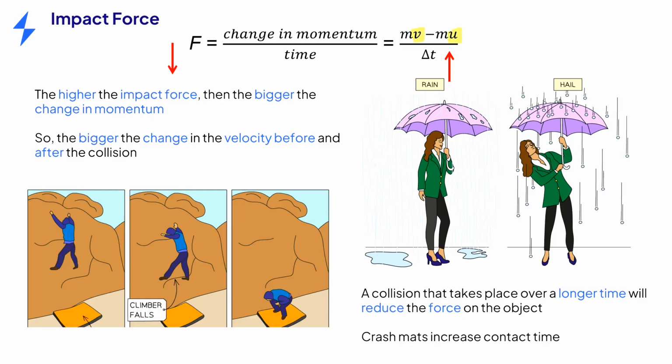A crash mat is an example of a device that reduces impact force. A climber will fall from the rock onto the mat. The mat compresses upon impact, increasing the contact time and reducing the force on the climber so they are less likely to break their bones.